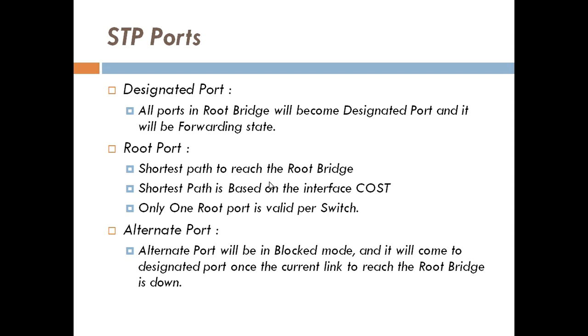What is an alternate port? An alternate port is nothing but a port that will be in the blocking mode, and once the designated port or the root port, whichever the other ports, goes down, automatically the alternate port will change its role to become the root port.